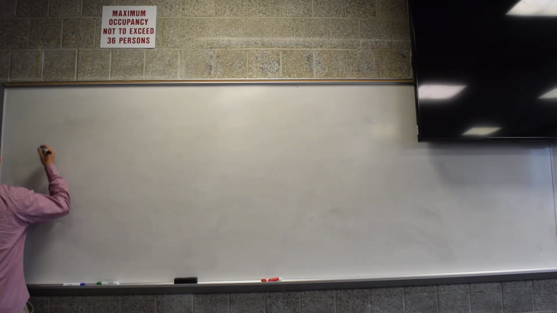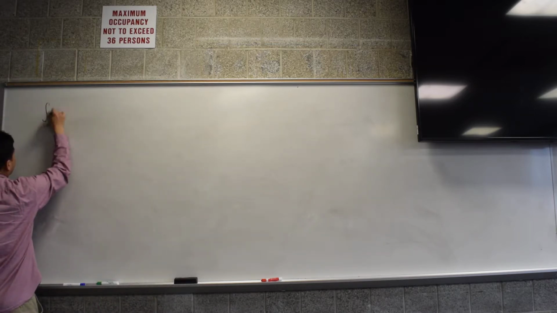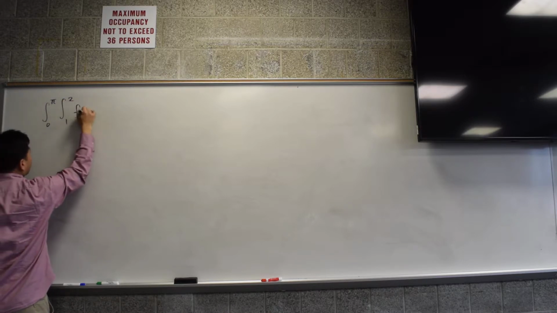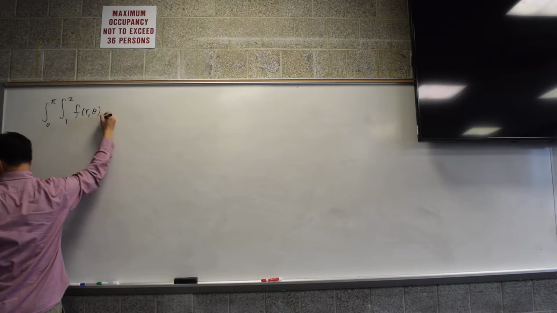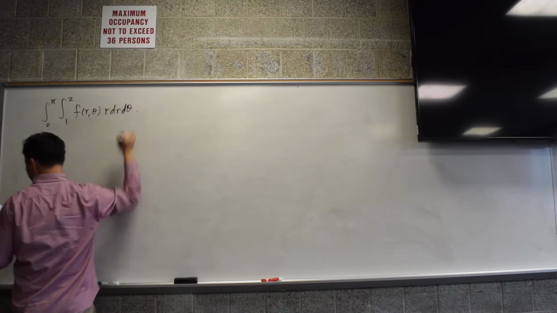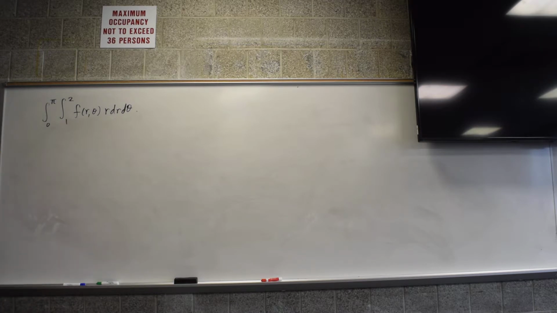Okay, suppose you're given the following integral, 0 to pi, 1 to 2 of f(r, theta) r dr d theta. And the question is, sketch the domain of integration. What would this be? Over what domain is this function being integrated? That's the question. Let's think about that.